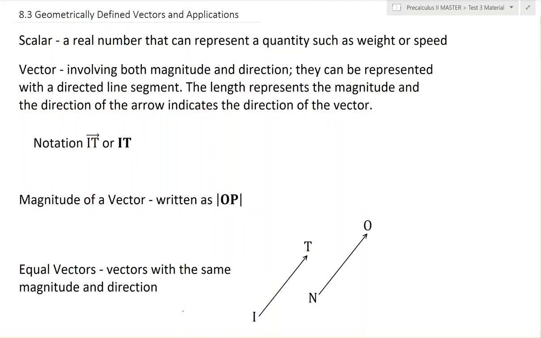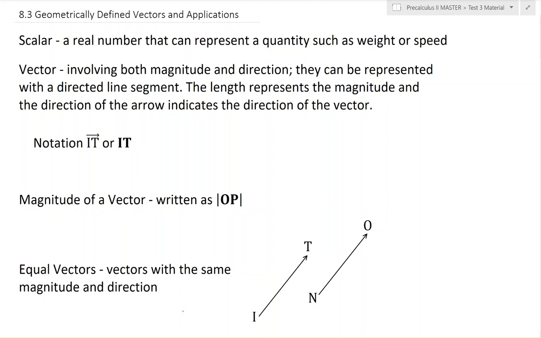A vector involves both magnitude and direction. So these vectors, we are going to represent them with a directed line segment. The length of that line segment represents the magnitude, and the direction of the arrow indicates the direction of the vector. So the length being the magnitude or the force being placed on an object, and the direction of the arrow being the direction of the vector or the direction that that force is being applied to the object.